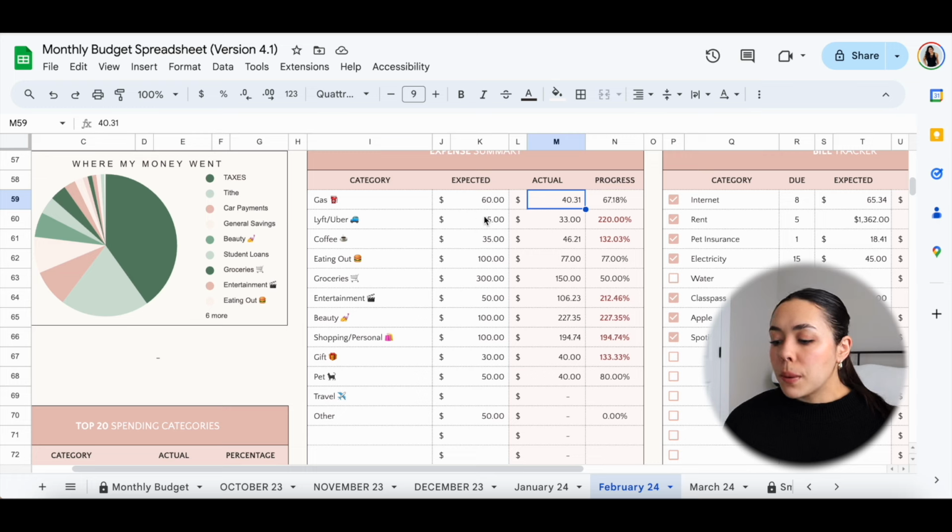Lyft and Uber though was a bit more. I budgeted 15, I spent 33. This was also parking actually. I think I only took like one Lyft or something this month, but I did have to pay for some parking when I was going out to get drinks with friends and stuff. So that's also included here.